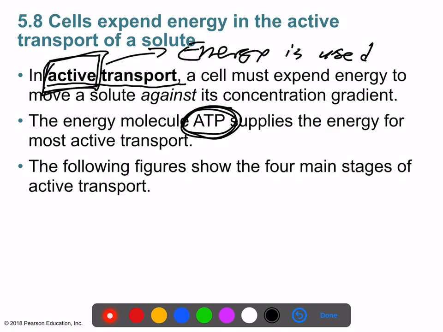All right, so in active transport, a cell must expend energy to move a solute against the concentration gradient. This is why you need energy. You're not going from high concentration to low. You are doing the reverse. You're going from low concentration to high.